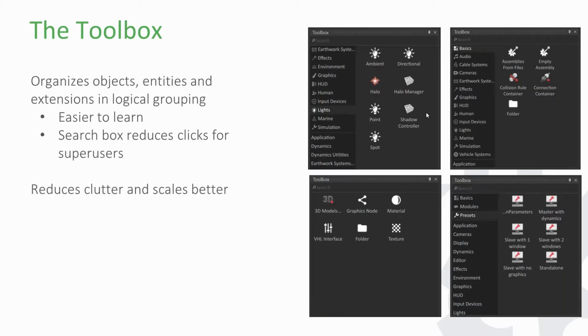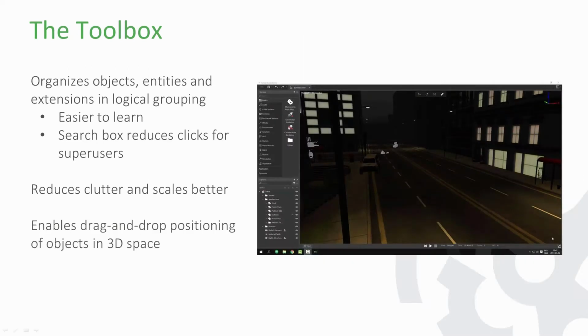So the toolbox organizes objects in logical groupings. Depending on where you are in the application, the toolbox will show you different things. If you're in a scene, it's going to show you the objects that can be included in the scene. If you're in the graphic gallery, it's only going to show you the objects that you can use in the graphic gallery. If you're in the setup editor, it's only going to show you, again, the modules, presets, and extensions that you can use in the setup editor. This, of course, reduces the clutter, and it scales much better because we can keep adding on objects.